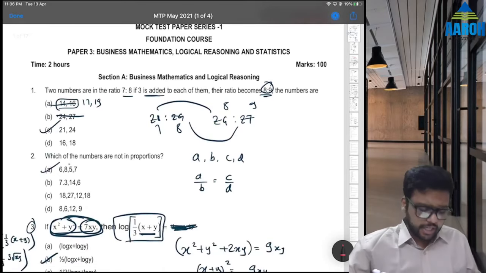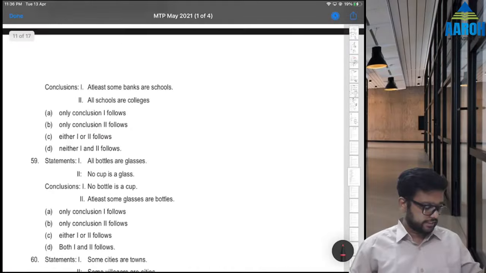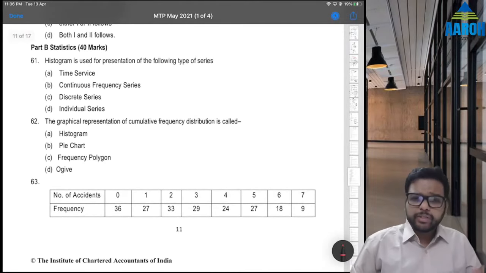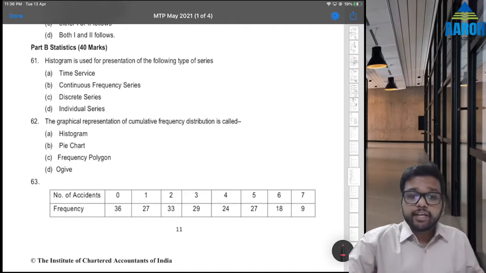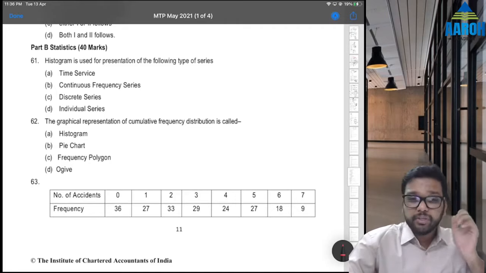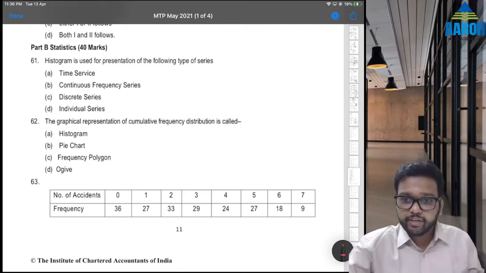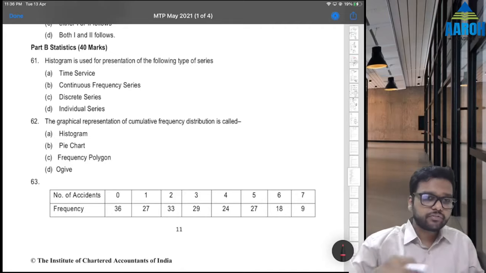Fine. So let's start with question number 61 of statistics. Now actually, the statistics part of this mock test is very easy. It can in fact be solved in, I mean, not even 40 minutes for 40 questions. So let's see one by one.